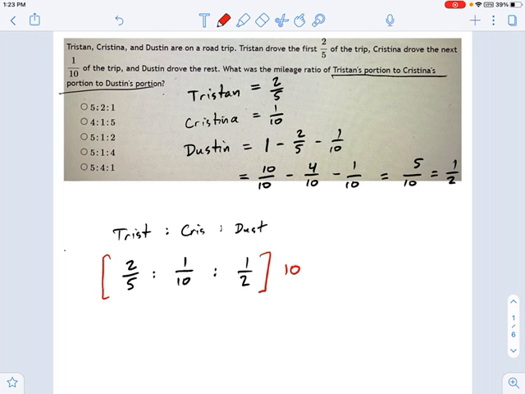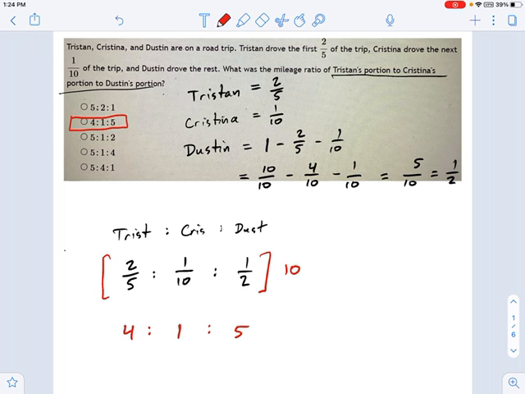So 10 times 2/5 is just 4. 10 times 1/10 is just 1. 10 times 1/2 is just 5. Do we see that ratio in here anywhere? I think we got it right here. Okay. Bear in mind, this 4 to 1 to 5 answer is exactly the same as 2/5 to 1/10 to 1/2. It's just less stuff to say.